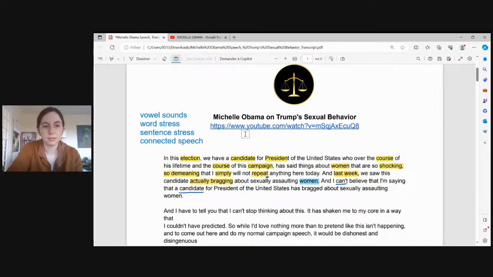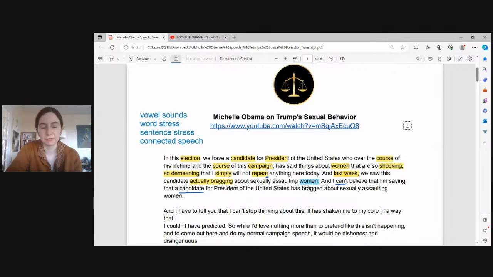The reason that I have highlighted it in yellow: so in this election, we have a candidate for president of the United States who, over the course of his lifetime and the course of this campaign, has said things about women that are so shocking. So, do you see why I've highlighted these words: election, candidate, president, course, campaign, women, and shocking?